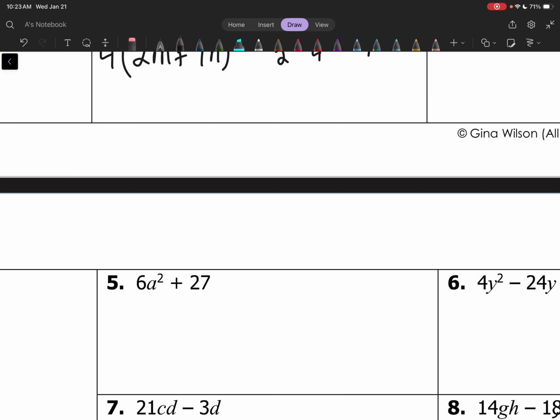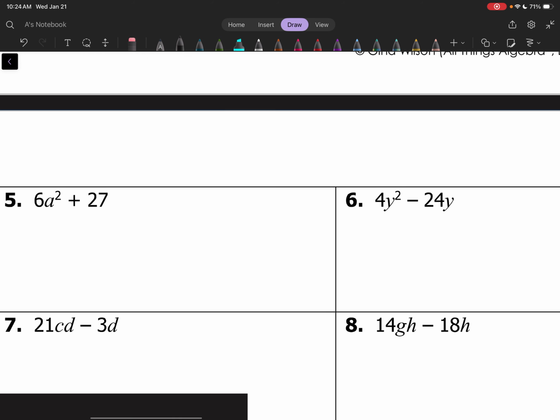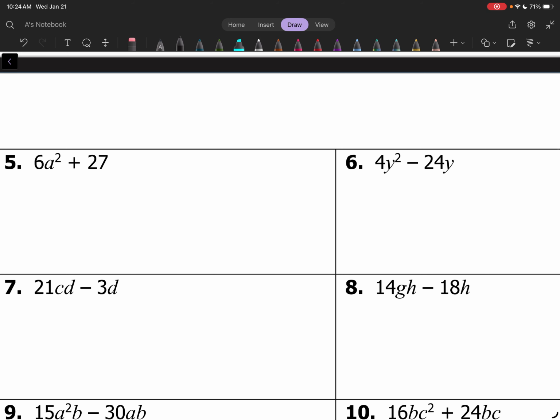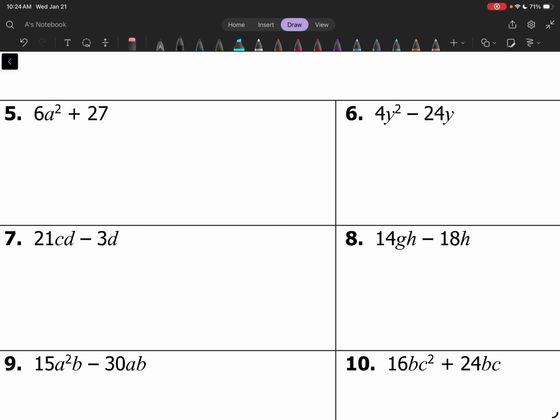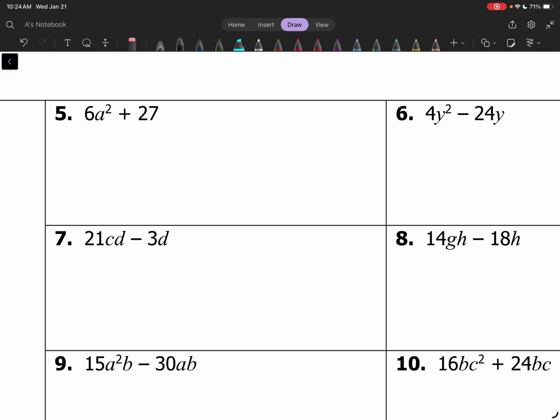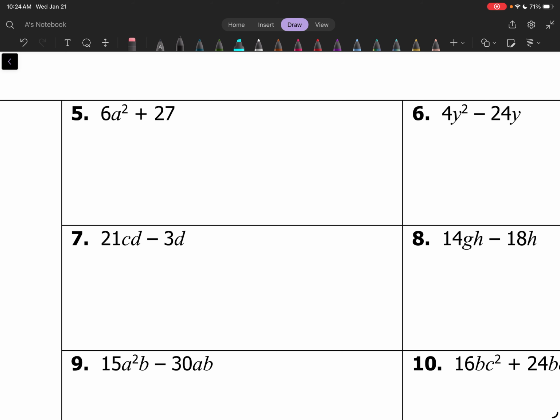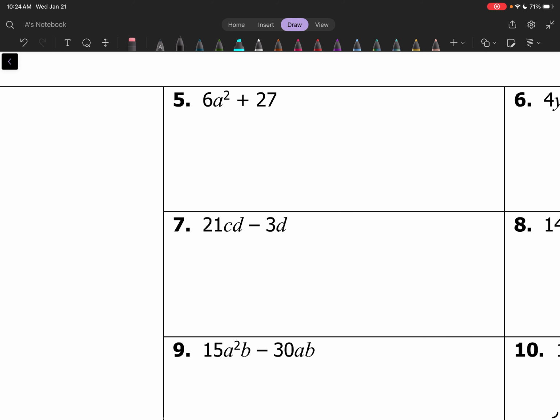I'm going to jump down and find one where I can pull out a variable. You can in 6, but I'm more interested in number 7. Okay, the factors of 3 are 1 and 3. Does 3 go into 21? It does. It goes in by 7. So 3 is the coefficient.